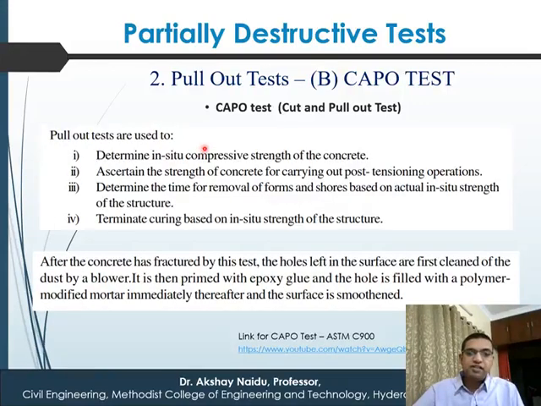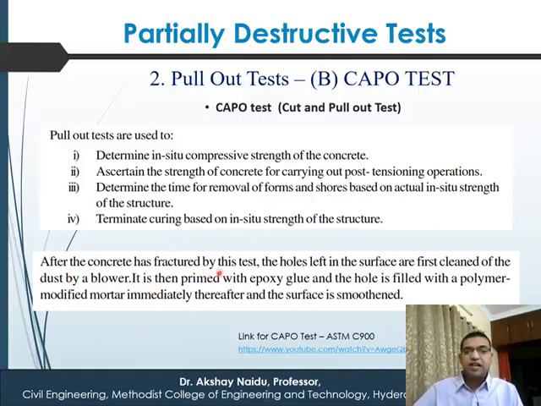Now pull out tests are used to determine the in situ compressive strength of the concrete, ascertain the strength of the concrete for carrying out post tensioning operations, determine the time of removal of forms and shores based on actual in situ strength of the structure, and terminate curing based on in situ strength of the structure. So these are some applications of pull-out tests.